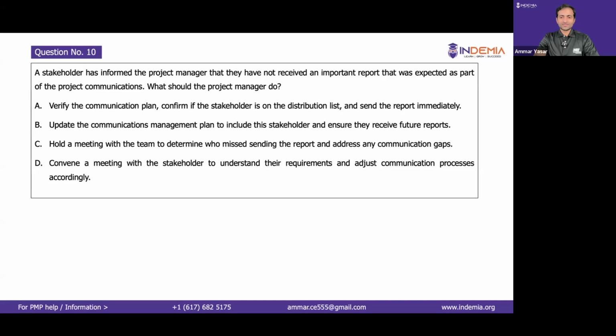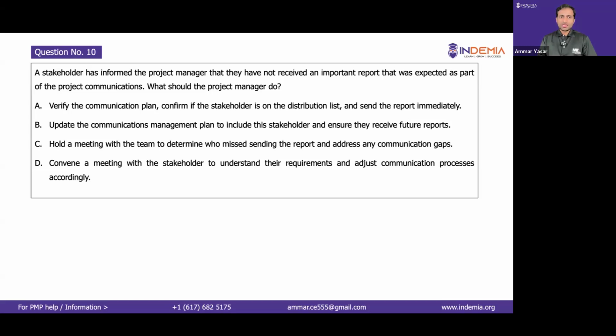Next question. A stakeholder has informed the project manager that they have not received an important report that was expected as part of the project communication. What should the PM do? Interesting. So a stakeholder has not received an expected report. What should you be doing? Option A, verify the communication plan, confirm if the stakeholder is on the distribution list and send the report immediately.